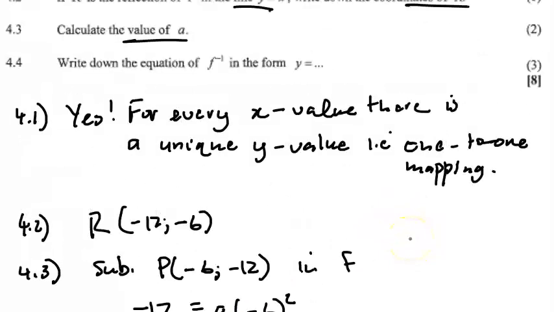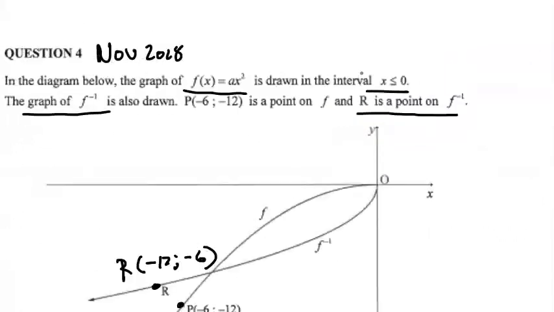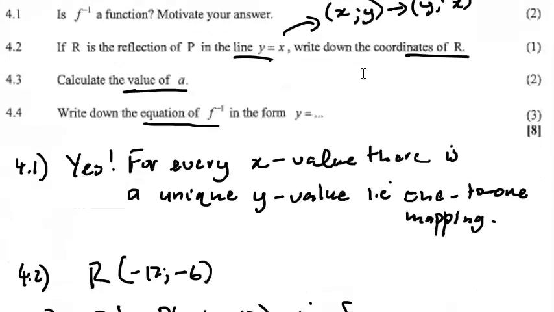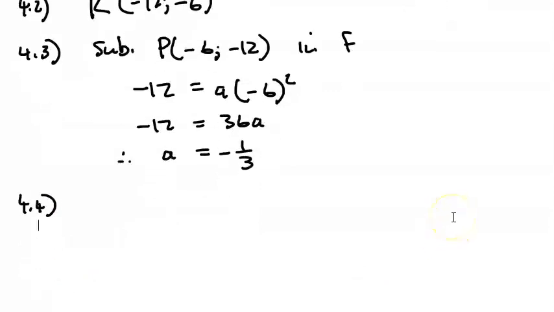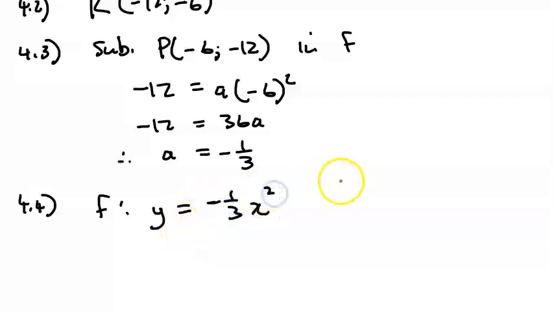The next question says, write down the equation of f inverse in the form y. So let's look at that very, very carefully. Now that we have the equation of f, we can write down the inverse of f. So for 4.4, let's have a look at that. We're firstly going to write down what f is in terms of y and x. So y is equal to, what's a, minus 1 over 3 x squared.